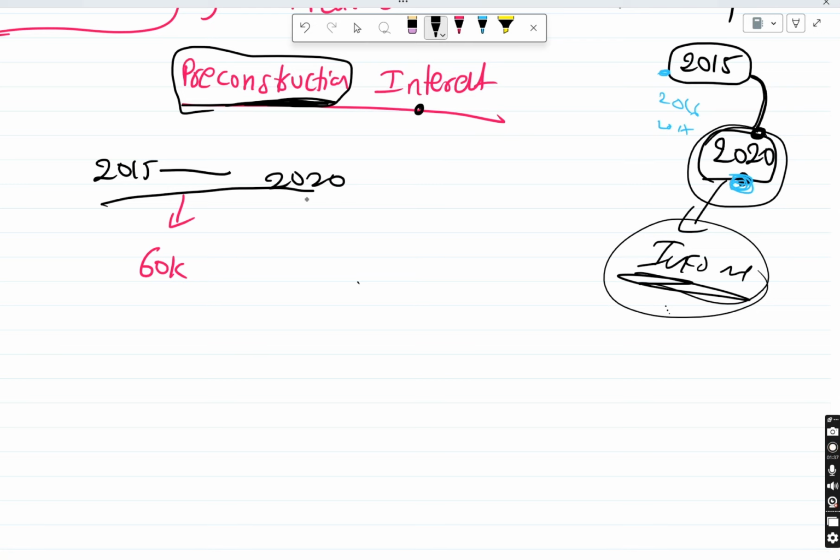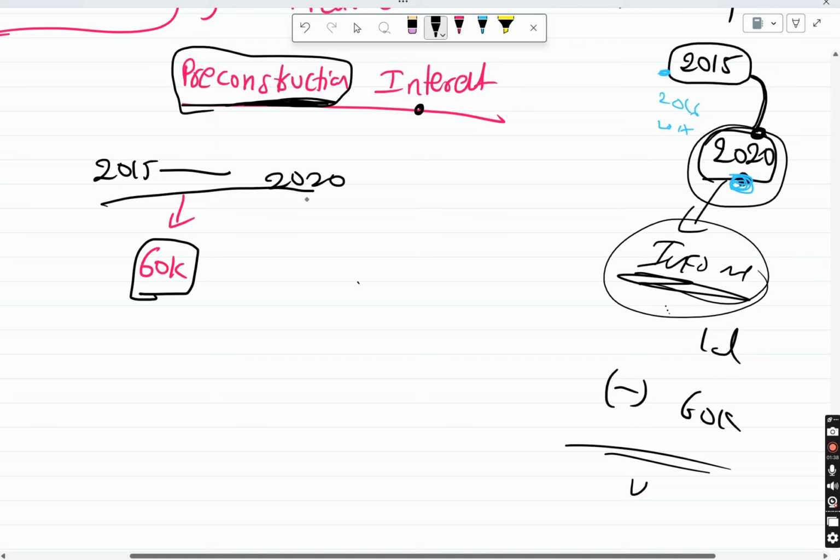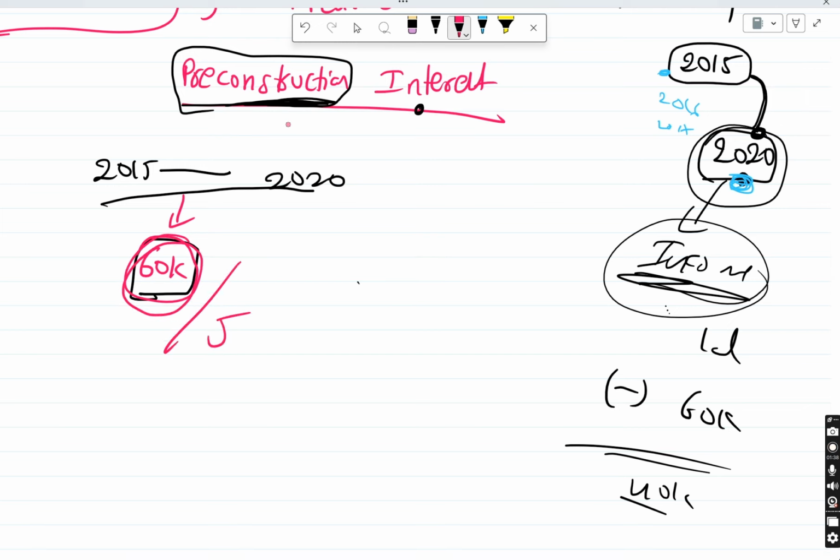So it doesn't matter whether you paid it or not. So 60,000 rupees, can I claim at one shot in 2020? Let's just say my income is 1 lakh rupees. Can I just say 60,000 rupees interest on borrowed capital, then the remaining 40,000 rupees will be taxable? No. Whatever pre-construction interest you have paid, you can claim in 5 installments. You cannot claim at one shot. That is the only thing you need to know.